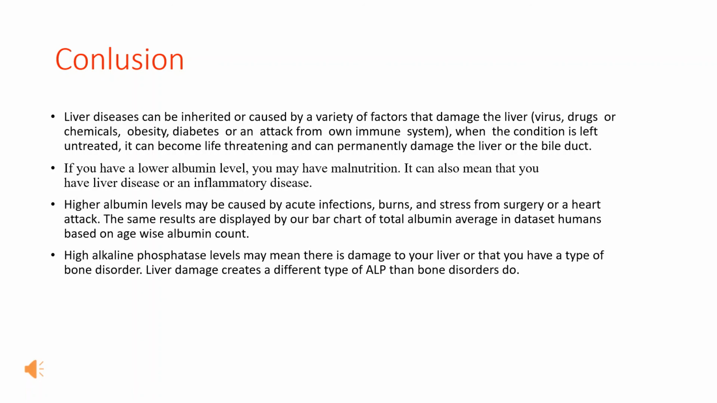The patient with a high level of albumin should have a high average value of alkaline phosphatase, and you can say that high alkaline phosphatase levels may mean there is damage to your liver, or that you can have a certain kind of liver disease. A higher albumin level can also be caused by acute infections, burns, stress, or surgery marks.